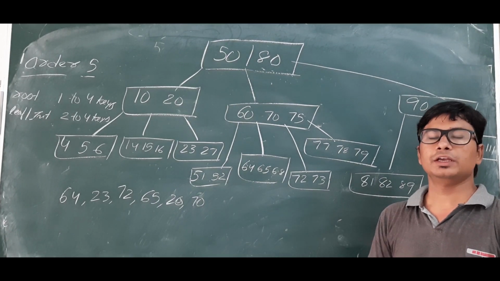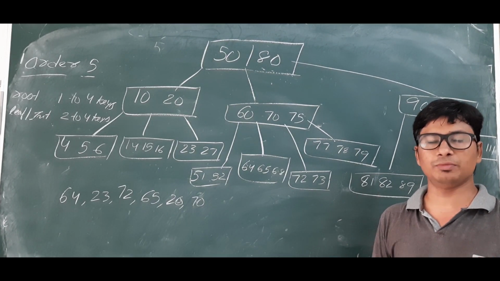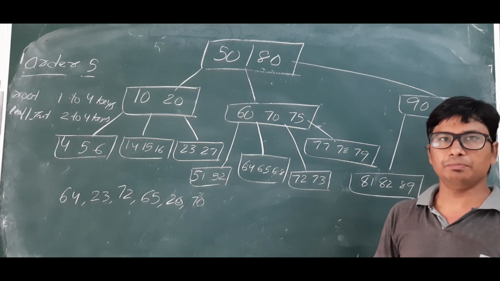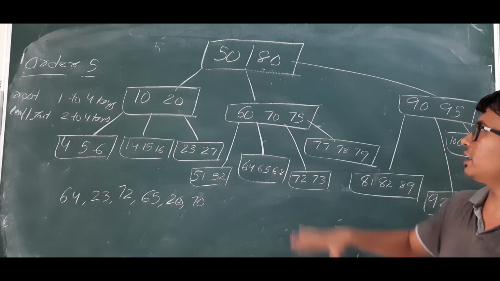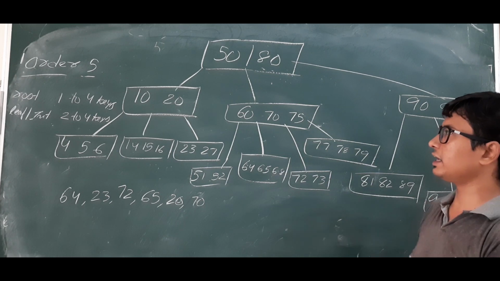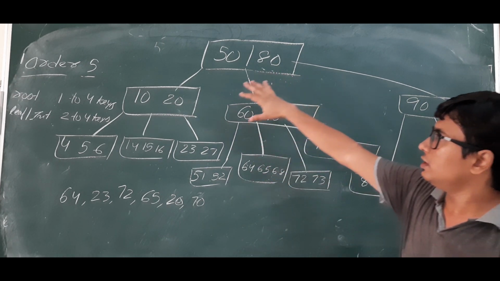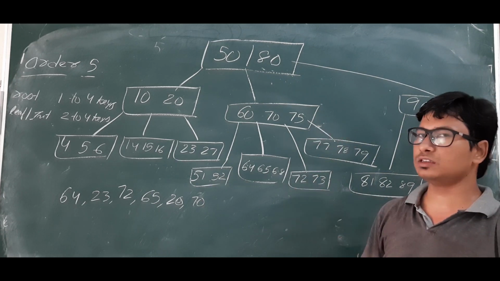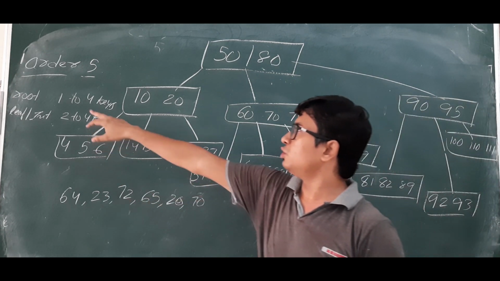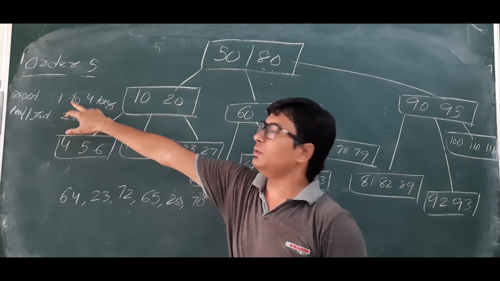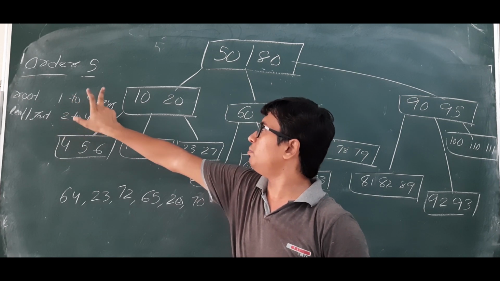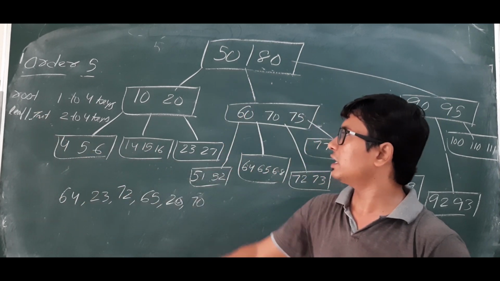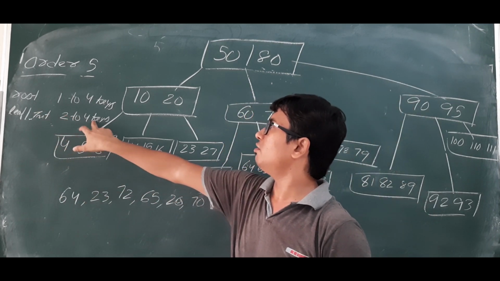Good morning students. In the last video we discussed the procedure of deleting elements in the B tree. So now we have taken a small example for better understanding. The order of this B tree is 5. If the order of the B tree is 5, the root node can have a minimum of 1 key to a maximum of 4 keys, whereas leaf nodes or internal nodes can have 2 to 4 keys.